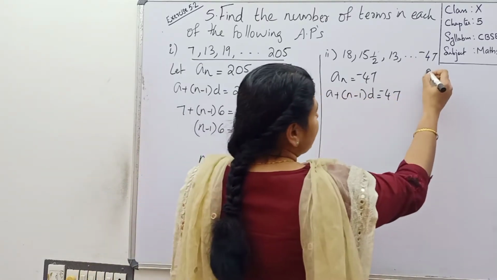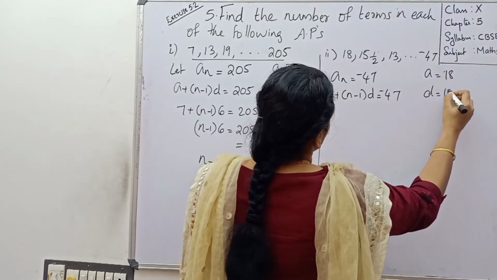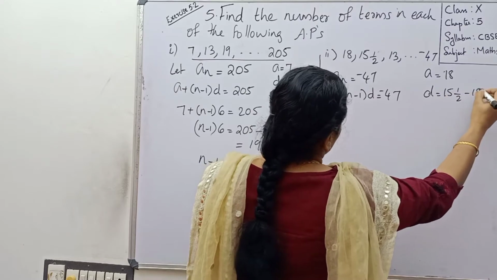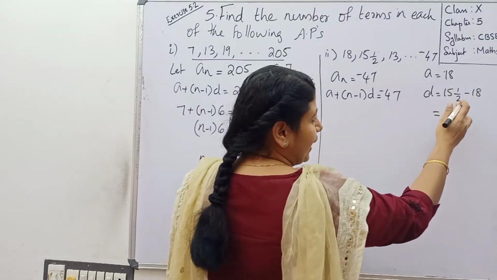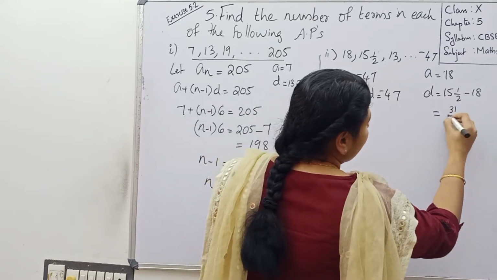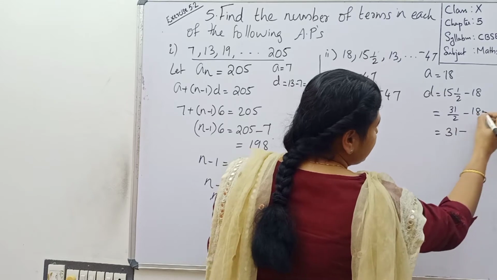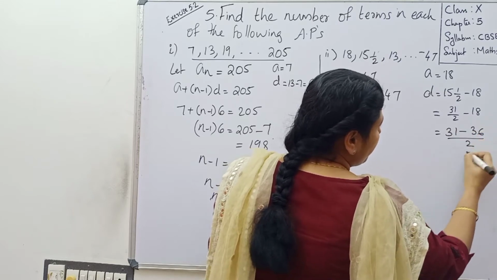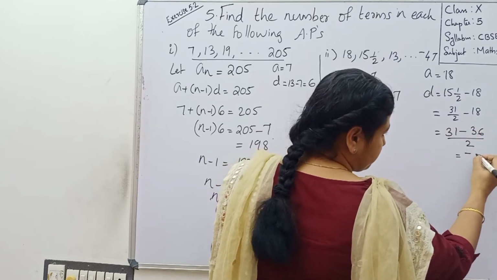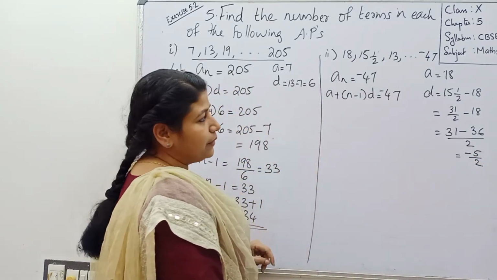So write a is 18 and d is 15.5 minus 18. This we can do like this, 15 to 2, 30. So 30 plus 1, 31 by 2 minus 18, or we can write 31 minus 18 into 2, 36 by 2, which is equal to negative 5 by 2. Okay, so the common difference is negative 5 by 2.